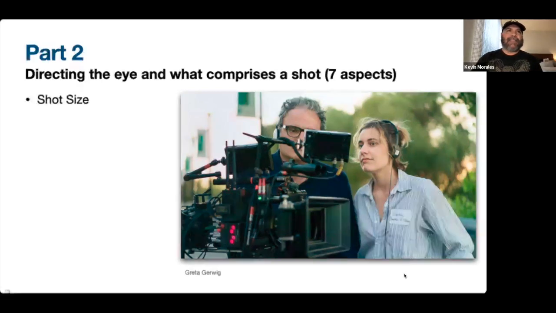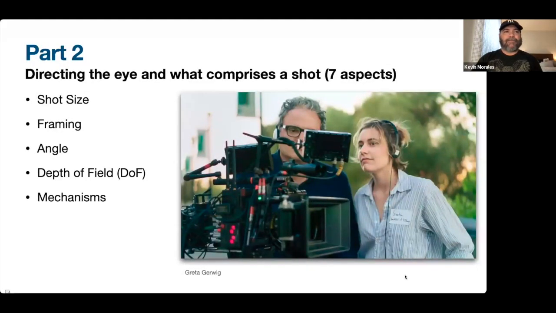A shot has 7 aspects: shot size, framing, angle, depth of field, the mechanism, the camera movement, and the lens choice. So movement is cinema's singular defining feature. 3 movement factors are in every shot: the subject moves, the camera moves, or both. Outside of color, light, and composition, how movement is captured on film is the director's own script layered on the screenplay, which tells a story of characters in conflict.